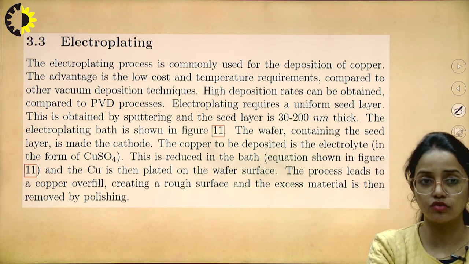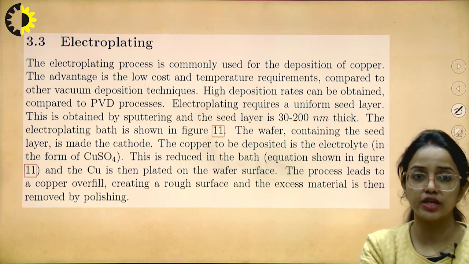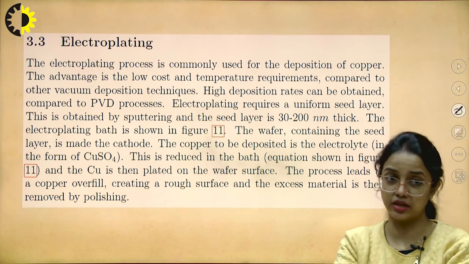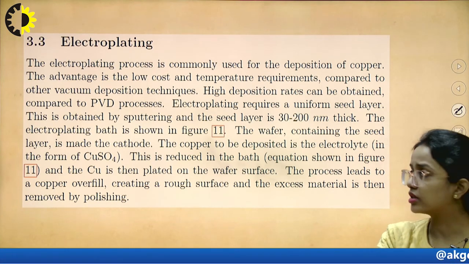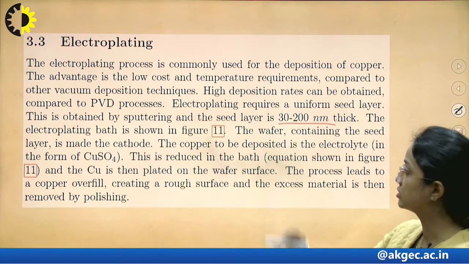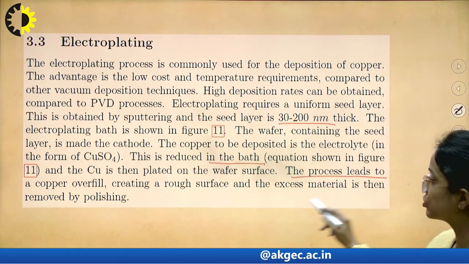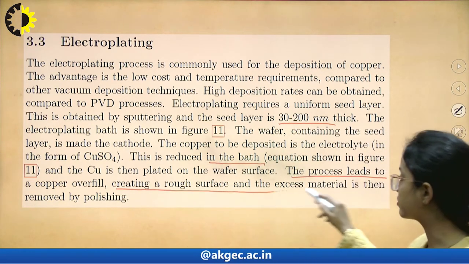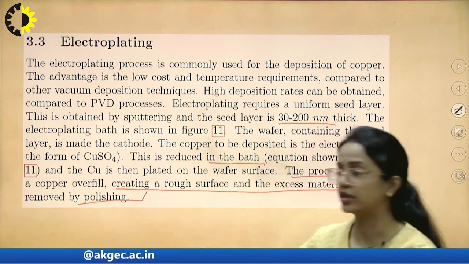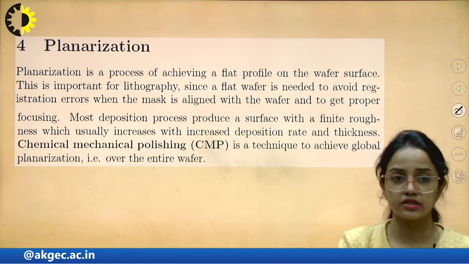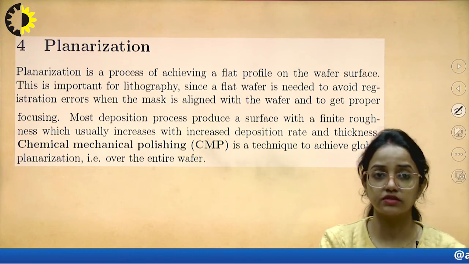The advantages are low cost, and it meets high temperature requirements. Electroplating requires a uniform seed layer, which is obtained by sputtering, and that seed layer is generally 30 to 200 nanometers thick. It is then reduced in the bath, and the process leads to a copper overfill, creating a rough surface, and the excess material is then removed by polishing.